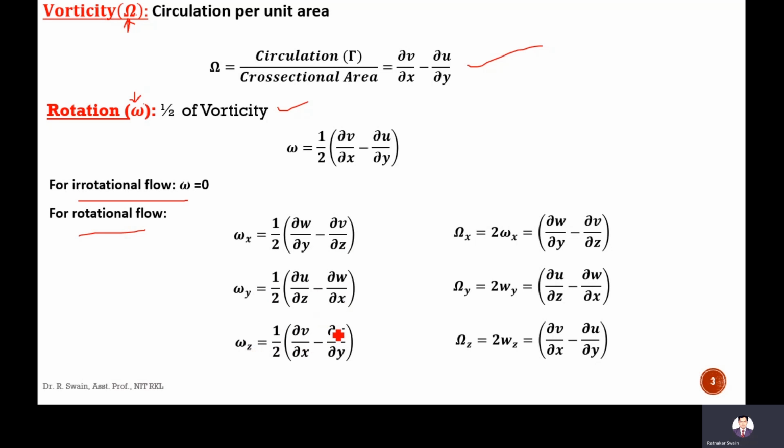Wz is half of del v by del x minus del u by del y. You can remember this as x, y, then z, in circular motion: x, y, z, then y, z, x, then z, x, y. If it's y, z, then for z the velocity corresponding to the z direction is w, and the velocity corresponding to y is v, so it will just exchange. Like this, you can remember the rotation component in the x, y, and z directions.